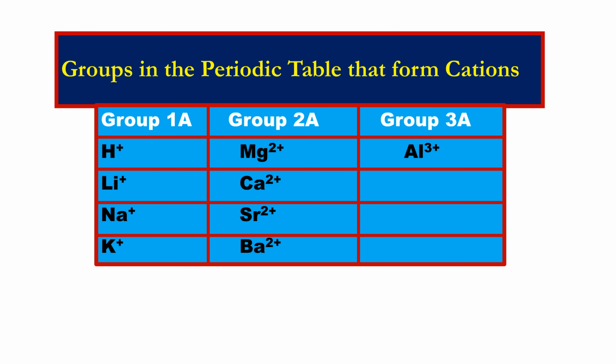Right, we now look at groups in the periodic table that can form cations. All group 1A elements form 1 plus ions. Hydrogen, lithium, sodium, potassium, they all form 1 plus ions. All group 2A elements form 2 plus ions. Magnesium, potassium, strontium, barium, they all form 2 plus ions. All group 3A elements form 3 plus ions.